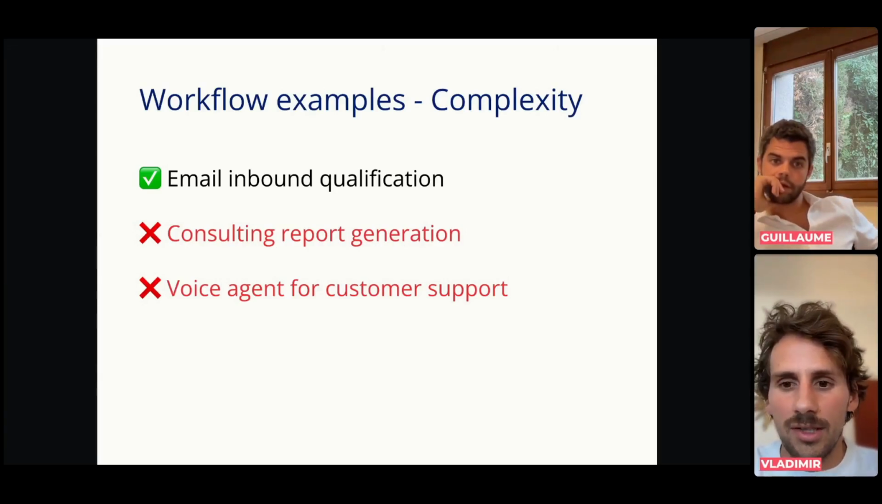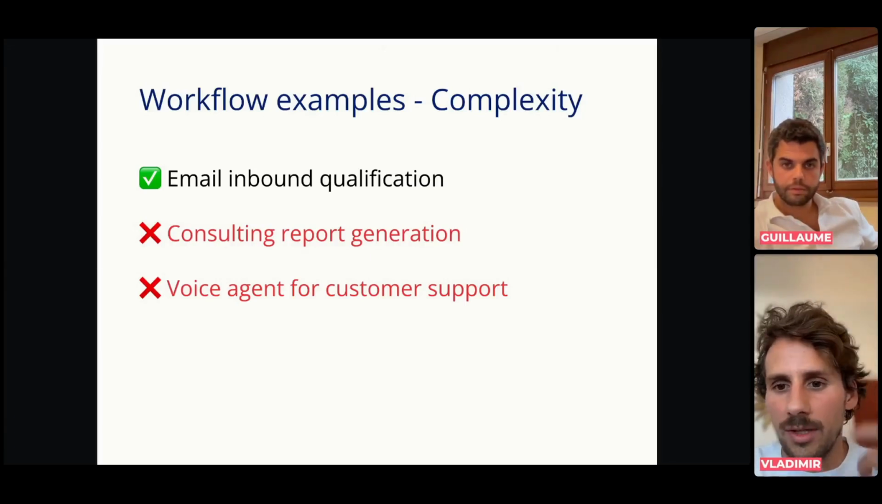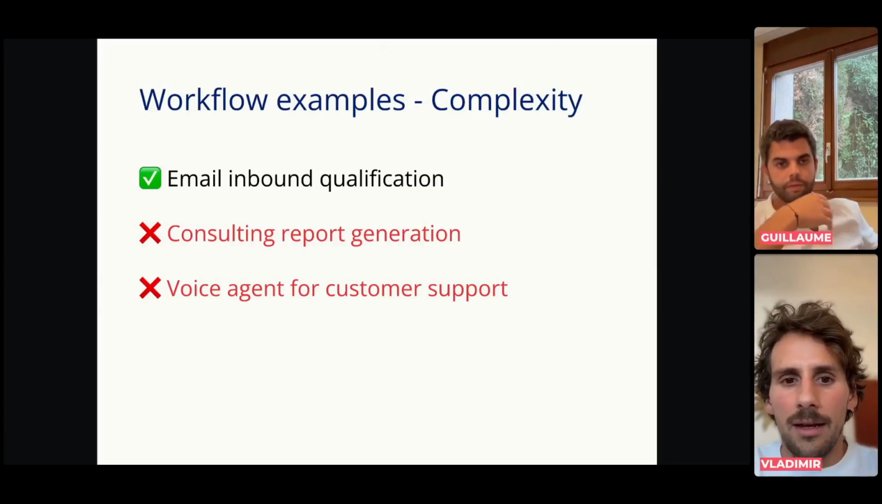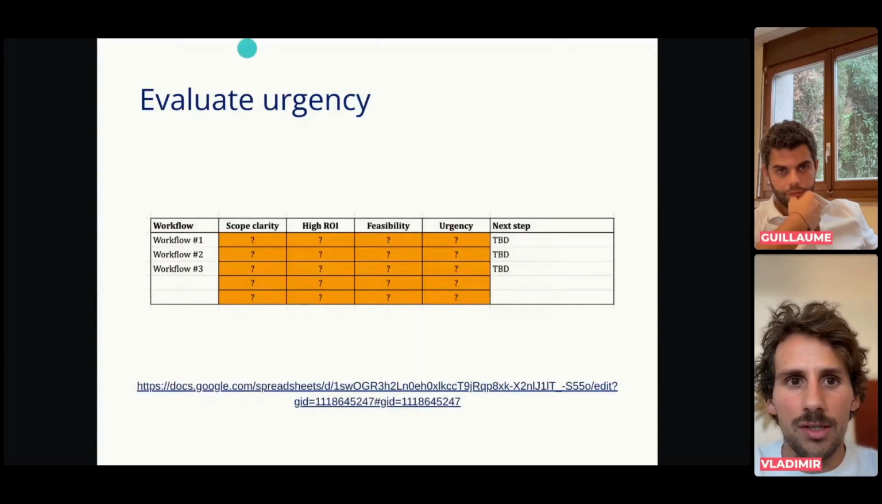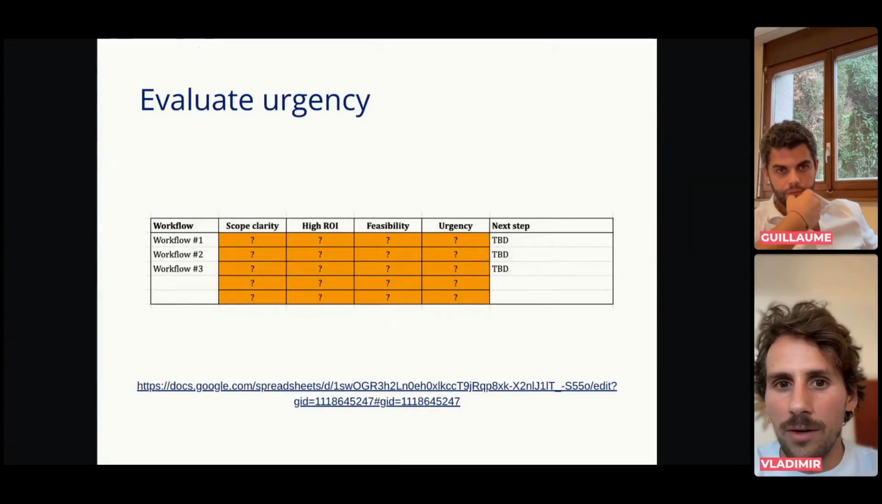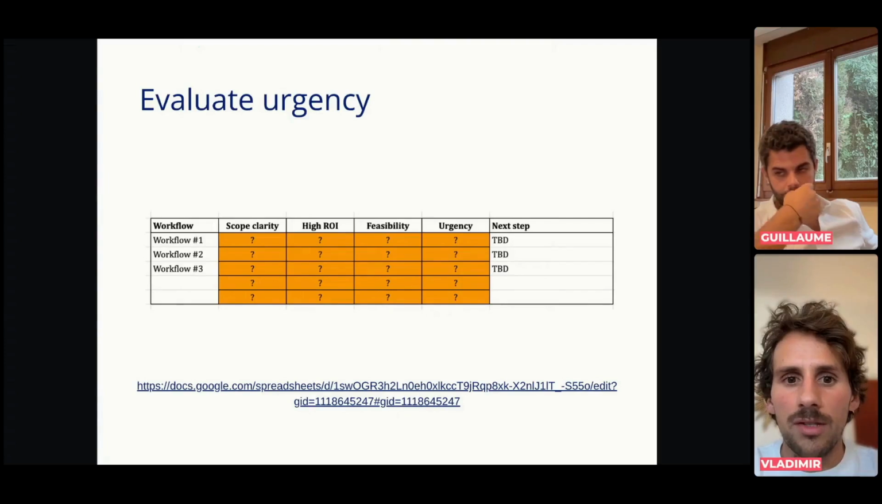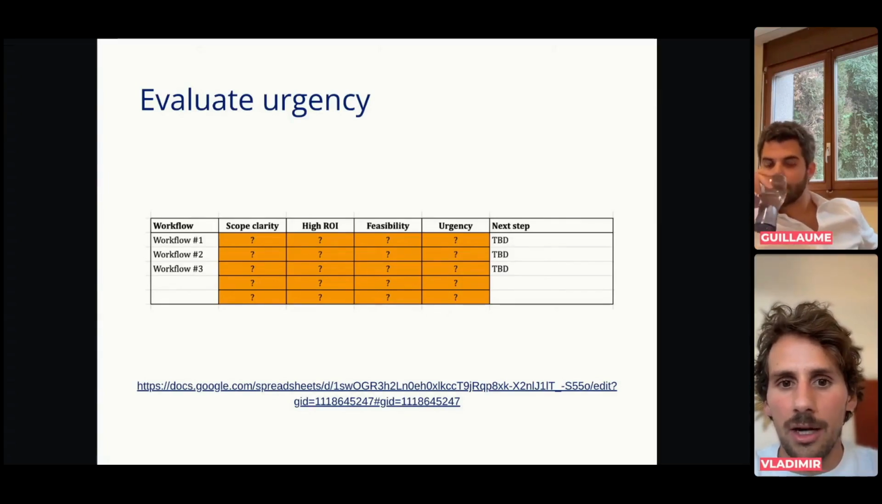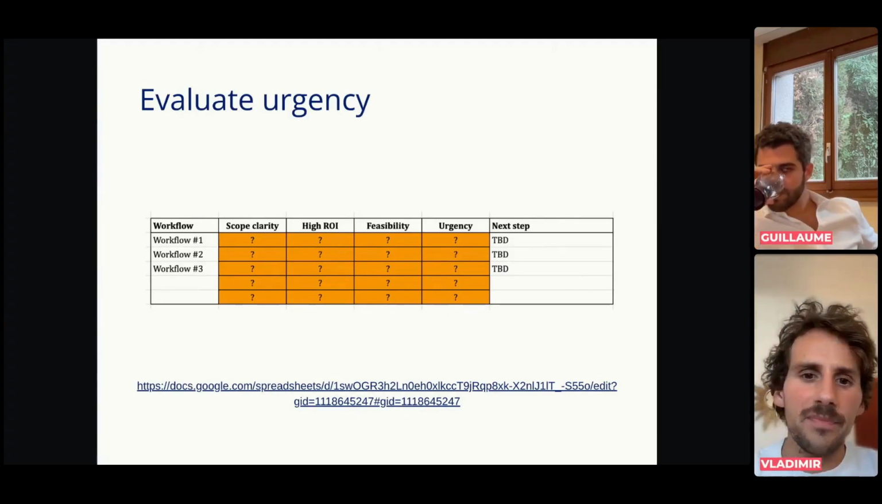So you need to first start with workflows that are detached a bit, maybe from your internal best practices or SOPs, however you want to call them. So as part of this exercise, we are excluding the consulting reports. And now we are moving to the next step, which is, okay, well, out of those 3 workflows that we have discussed, which ones are clear with high ROI, feasibility, and urgency?